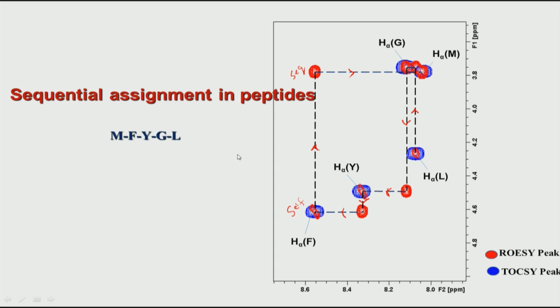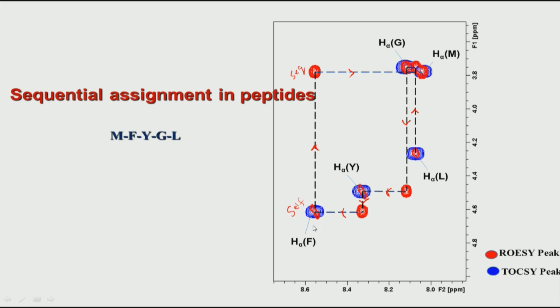This is shown in this particular slide here. The peaks in red color are coming from ROESY, and what you see in the blue color are peaks coming from TOCSY. Now, suppose I take a vertical line along an amide. This is only a portion of the whole spectrum, the H alpha region, going from 3.5 to 4.5 or 5 ppm, and this is the amide region.